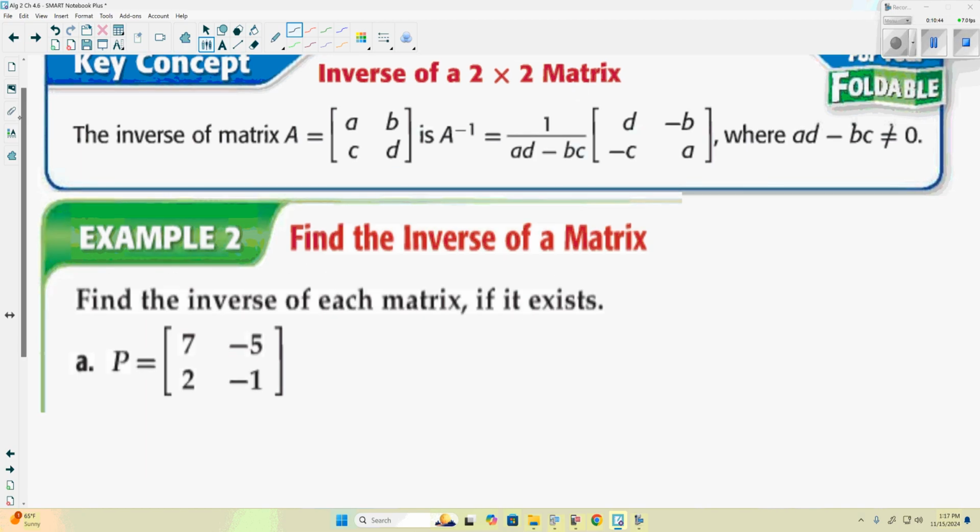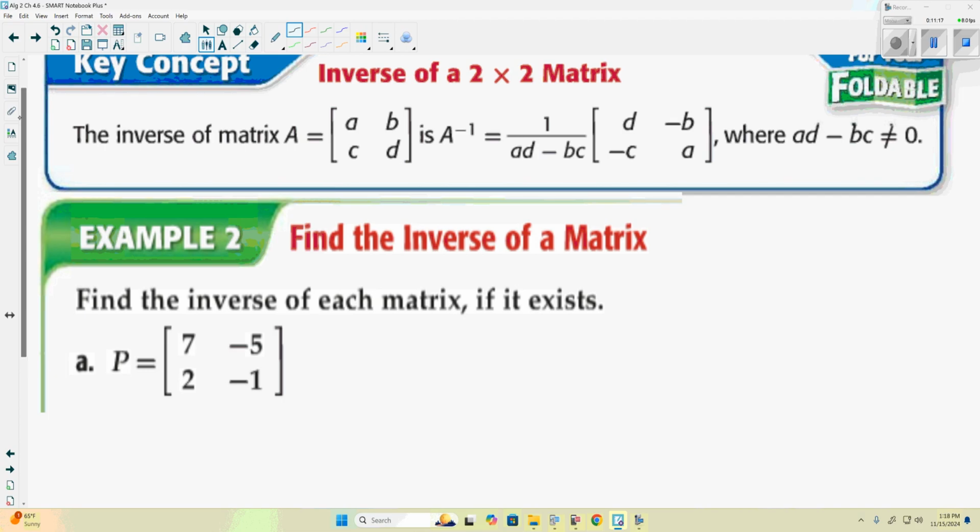The inverse of matrix A, A to the negative 1, is A inverse, and it is equal to 1 over AD minus BC times our matrix, where we flip A and D. The A and D numbers are switched, and we take the opposite: we flip the signs of B and C.